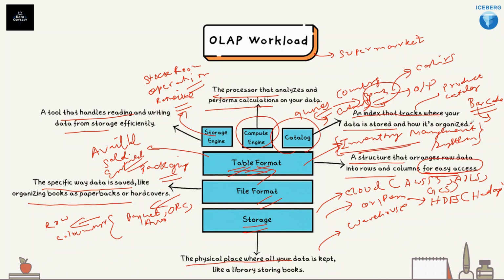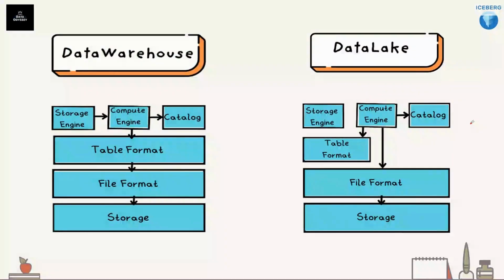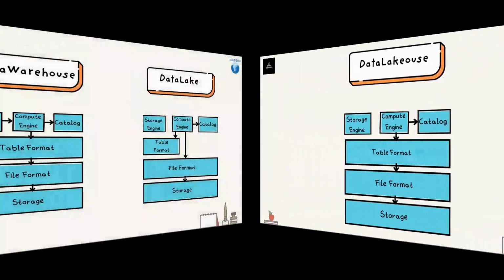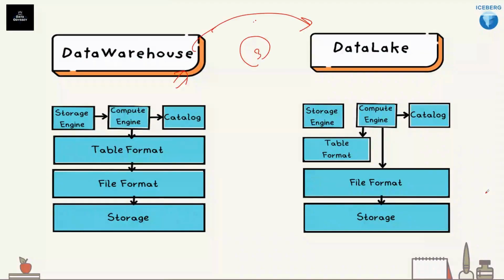And now we'll try to understand the difference in the architecture of these three stages of evolution that we have had in the world of OLAP workload, right? We have seen in the last video that first the data warehouse came into existence, then the data lake, and then the data lakehouse, just as you can see on the screen over here. But prior to coming to this slide, first let us understand what is the difference in the architecture of data warehouse, the data lake, and the data lakehouse.